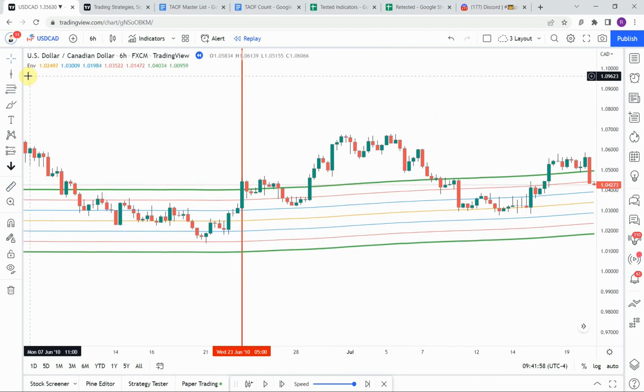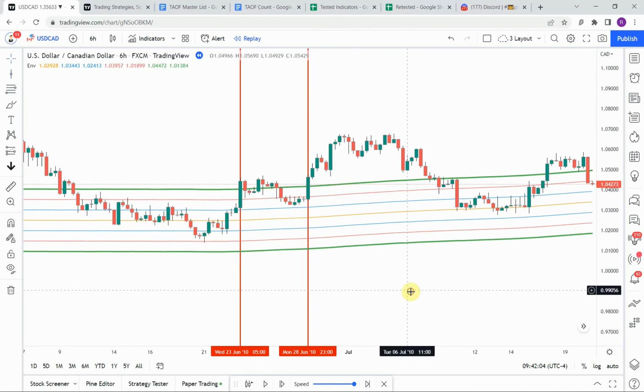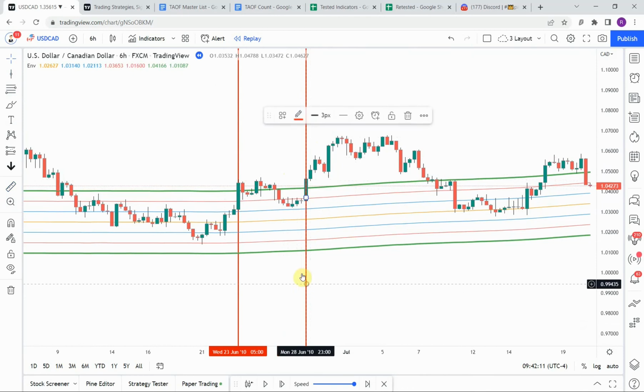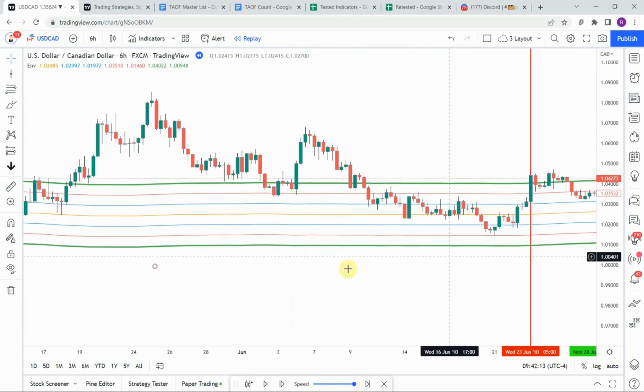We didn't get this break and close above the upper green line right here on that one, and then we get a really nice push to the upside there, which would have come up and gotten us to our take profit.